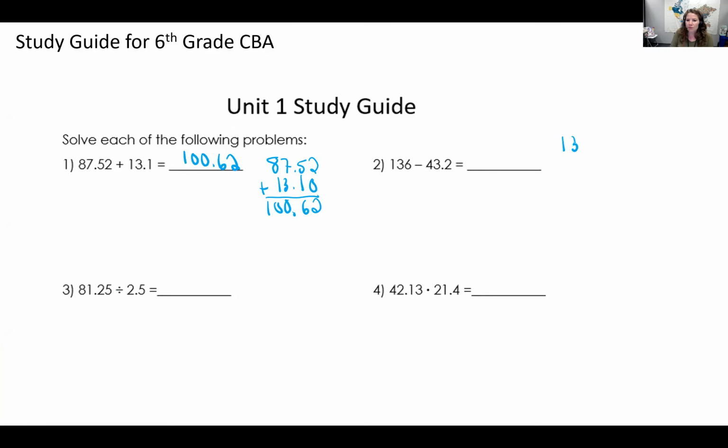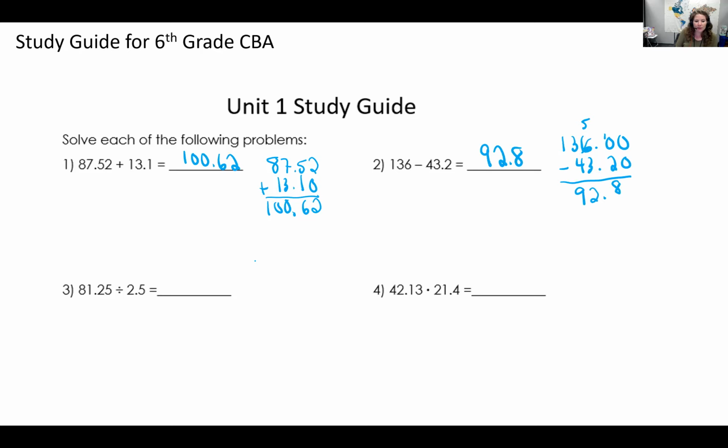Number two, we are adding a decimal on zeros, so we can line those decimals up right over each other. You don't need those two zeros at the end, but it doesn't hurt. So we're going to borrow, this becomes a 10. We're going to bring that decimal straight down. 5 minus 3 is 2, and 13 minus 4 is 9. So number 2 is 92 and 8/10.